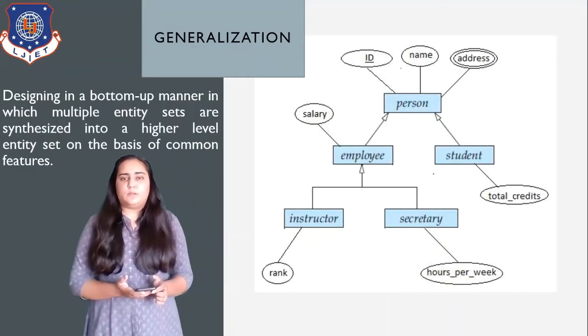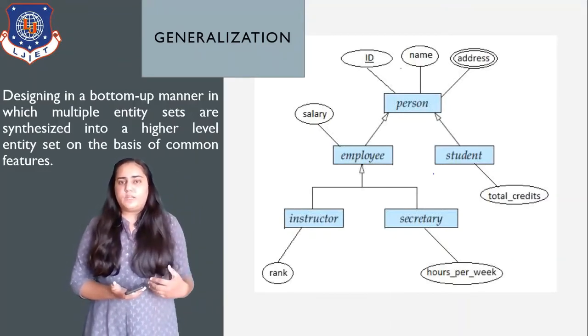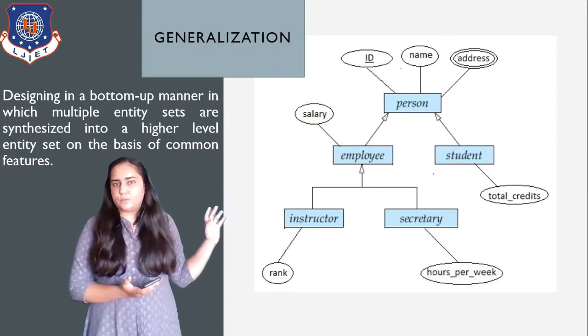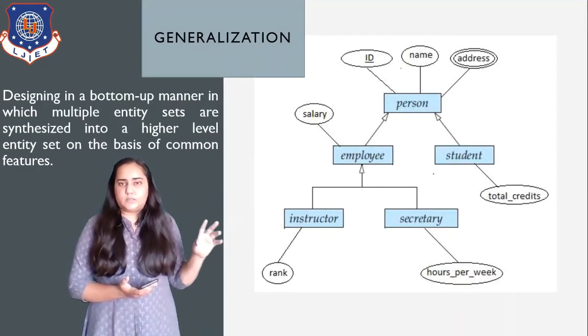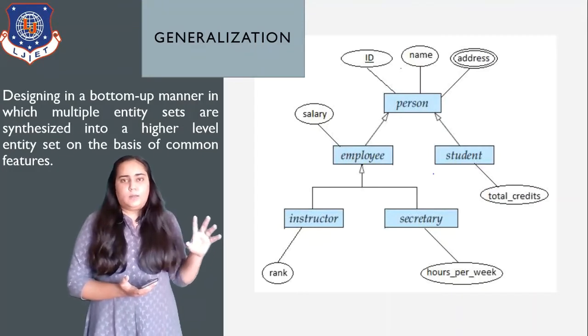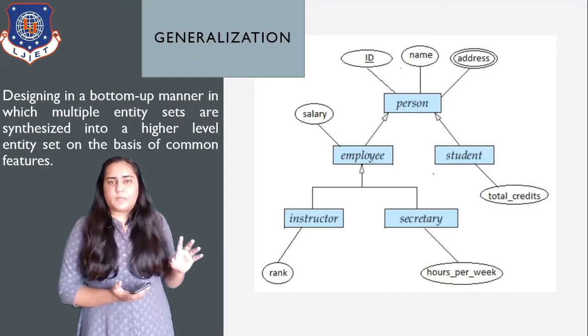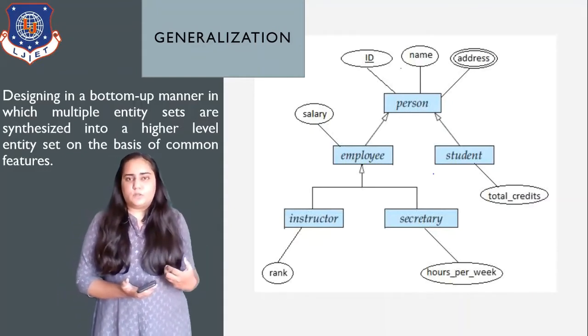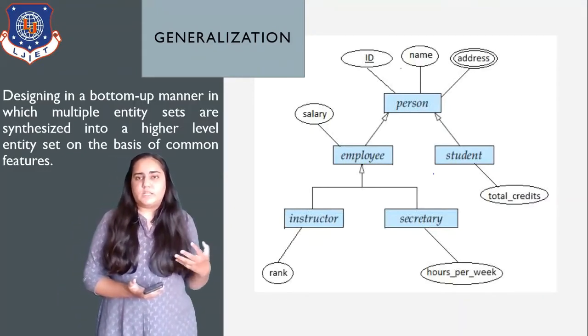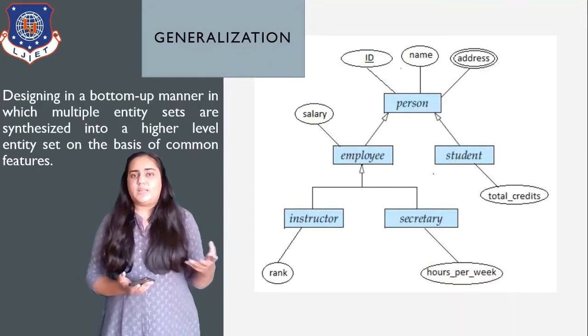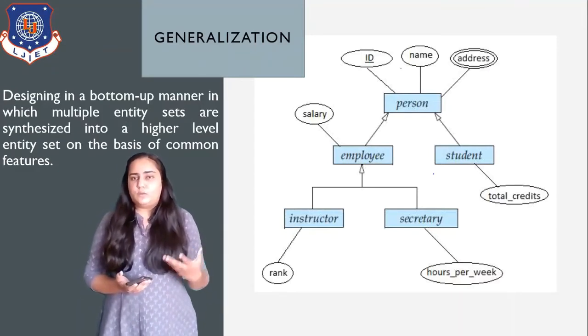For example, while creating your database, if you first identified that you have two entities, employee and student, and so you created only two entities and added all these attributes. For employee, you added ID, name, address, and salary. And for student, you added ID, name, address, and total credits.